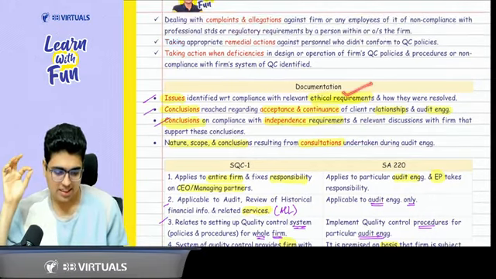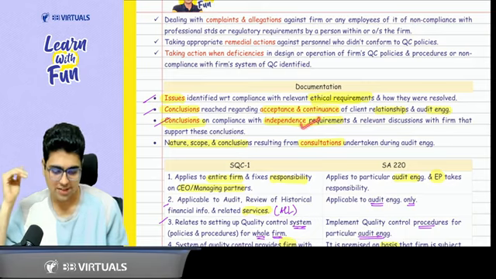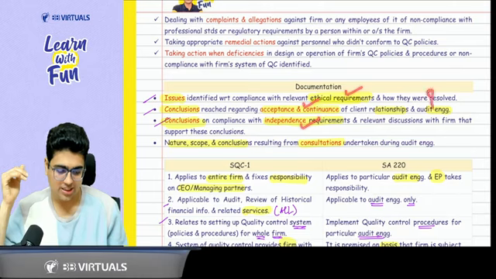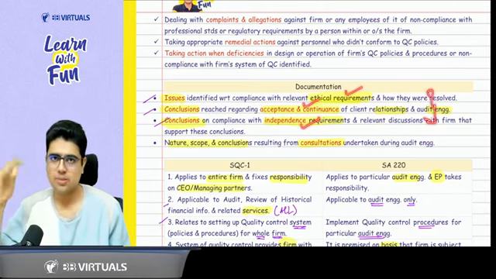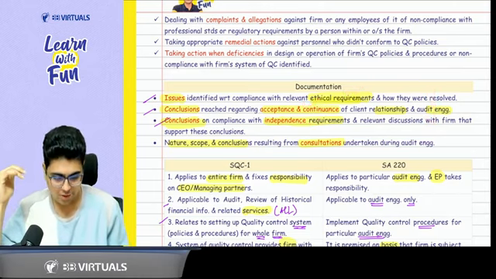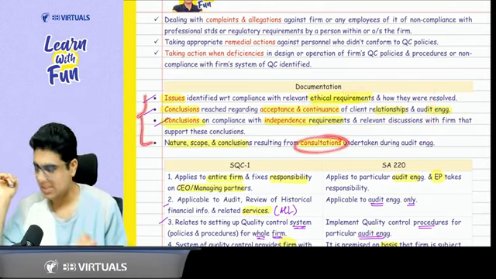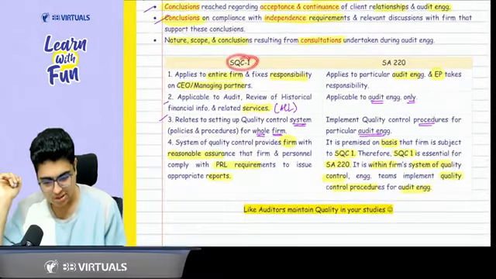like compliance with ethical requirement. In the same topic, we talk about independence. After that, we talk about acceptance and continuance of relationships. So these are interrelated 3 topics continuously. And then you talk about consultation. So just read these points. Next, we talk about SQC-1 and SA220.